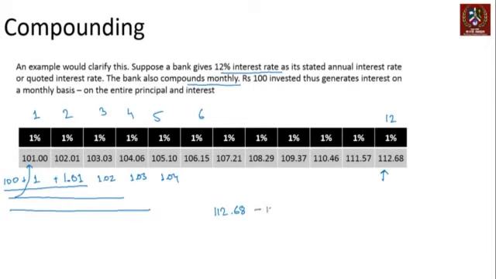you have 112.68. So 112.68 minus 100 divided by 100, that's your return, right? So that will be 12.68%. Correct? Now note that the bank had given a quoted interest rate of 12%, but effectively you made 12.68%, right? So while the quoted interest rate is 12%, the effective interest rate for you is 12.68%, and that is the power of compounding, right?